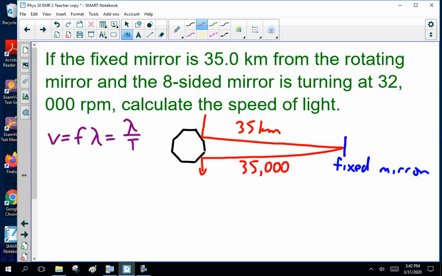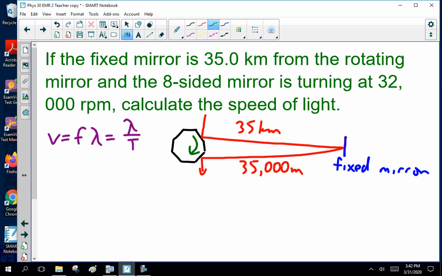35,000 meters. Kilo means 1,000. All right? And this mirror is rotating. All right, so far so good? So, velocity is frequency times wavelength, or wavelength divided by period.